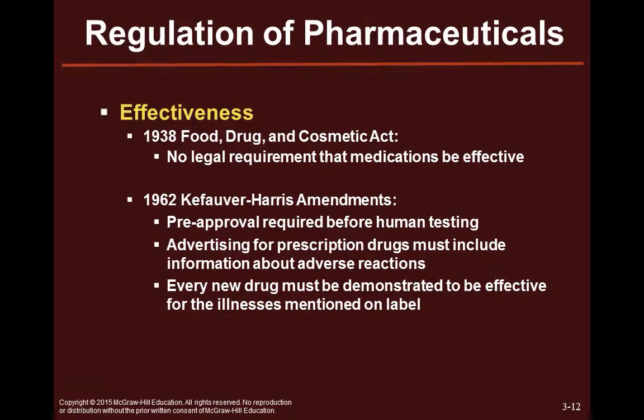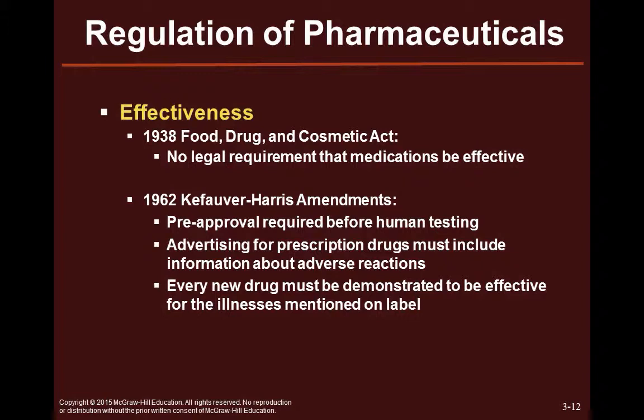So there we see the Kefauver-Harris amendments to the Act, and now we're requiring a couple of different things. First of all, before you can start testing your drug with human subjects, you need to get pre-approval. You need to get approval from the FDA that you can actually start your human testing. And if you're going to be advertising, because we're starting to see that increasing power of advertising, this is the Mad Men era for those of you who are fans, you have to include information about adverse reactions. So we're very familiar with that, but this actually didn't come about until 1962.